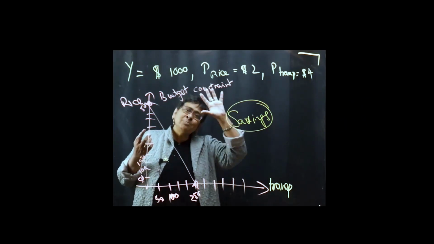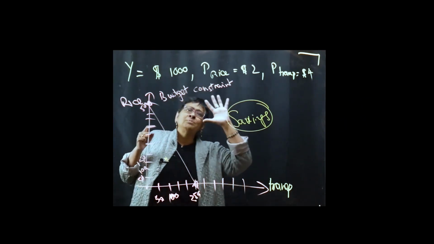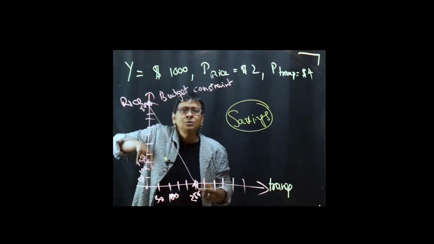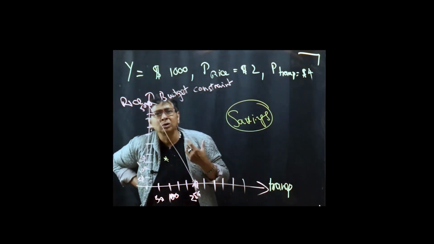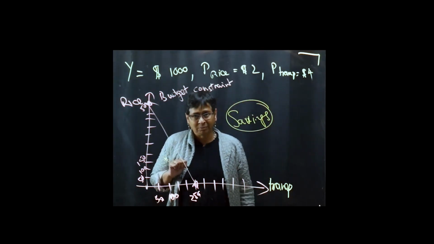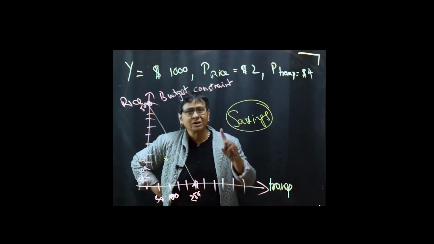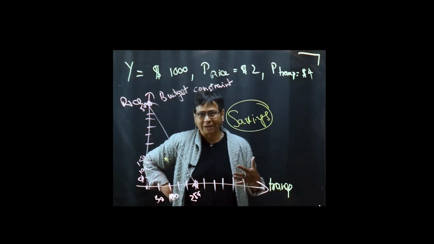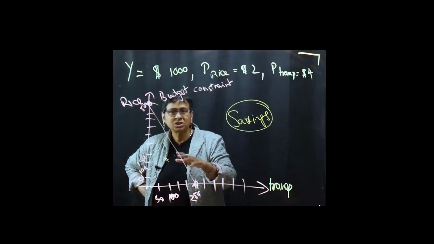So when I did the PPF for the whole economy, I kept drawing this curve that bowed out, and I kept talking about laws of costs. But that is for the whole economy. This budget constraint is for one individual. And from my individual perspective, it's a straight line.